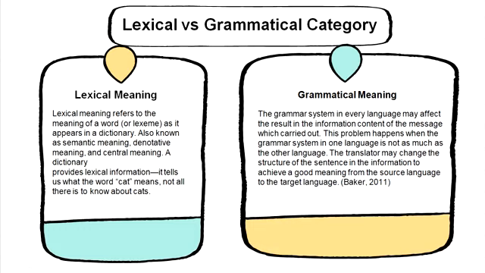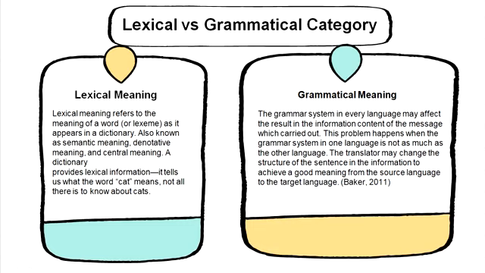Basically, lexical meaning refers to the meaning of a word as it appears in a dictionary, and it is also known as semantic meaning, denotative meaning, and central meaning. A dictionary provides lexical information, and it tells us what exactly the word means. For example, the word cat, and not all there is to know about cats.